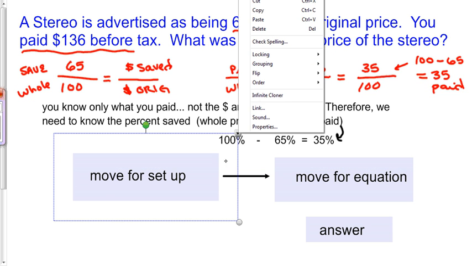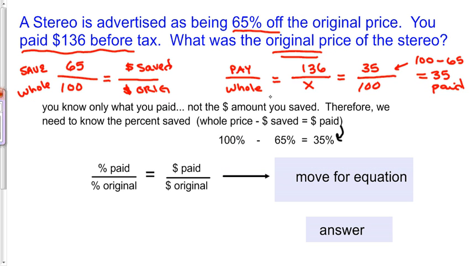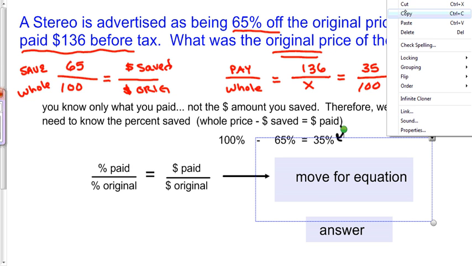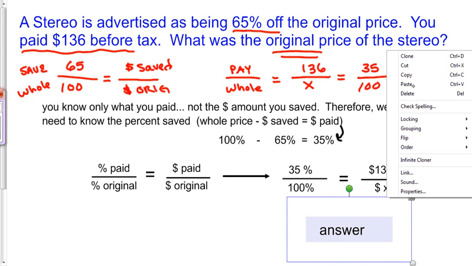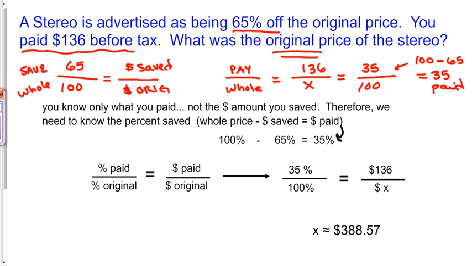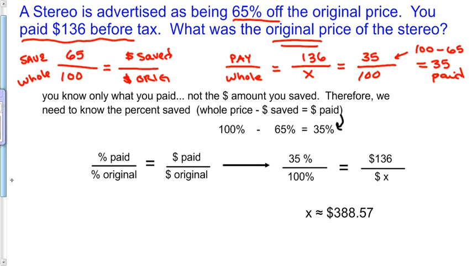So if we set up our proportion, again, I just set it up there, but we can see right here that same idea. And then we go through and we solve this proportion. You're going to find that your original item cost about $388.57.